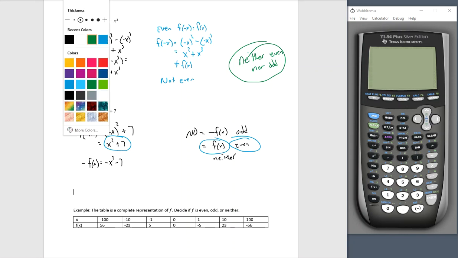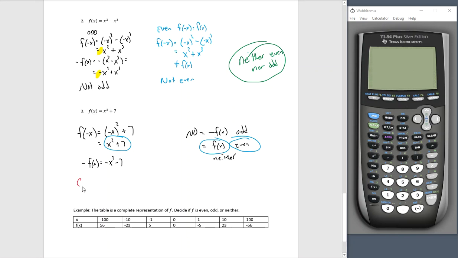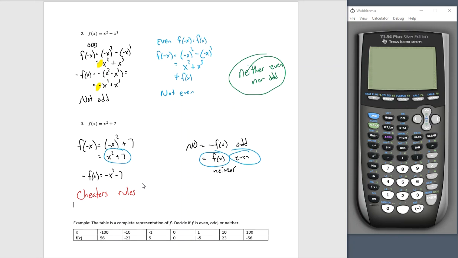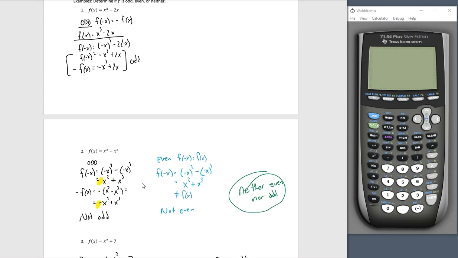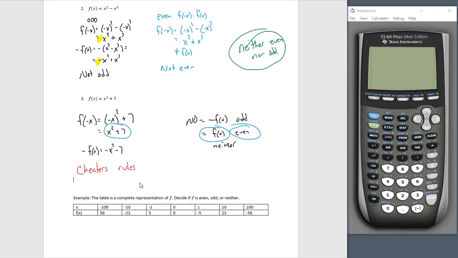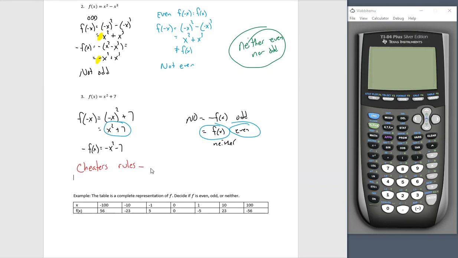My favorite thing to tell students, and really some of your favorite things to hear, are cheaters' rules. I'm going to scroll back up very slowly. I'm not going to make anybody sick here. Notice how everything in this polynomial, f of x equals x cubed minus 2x, all of the exponents on x were odd, 3 and 1. The function was odd. So I'm going to say all odd exponents, your function will be odd.